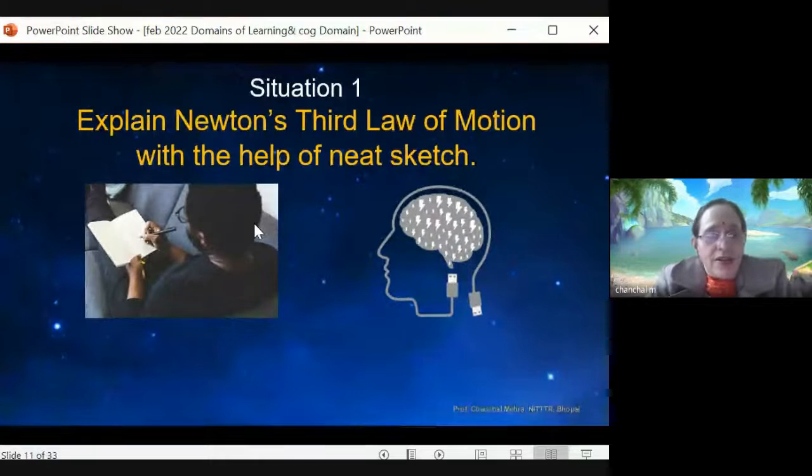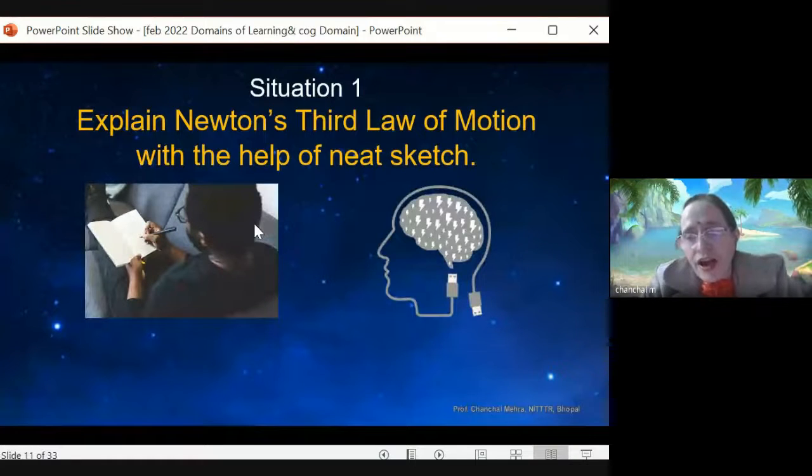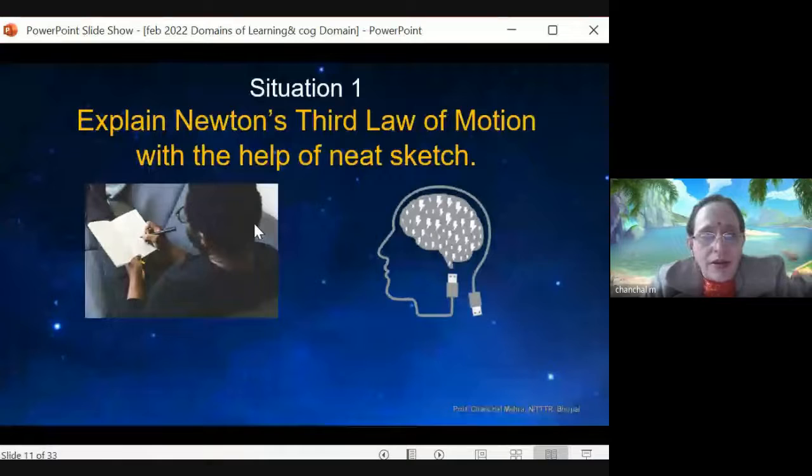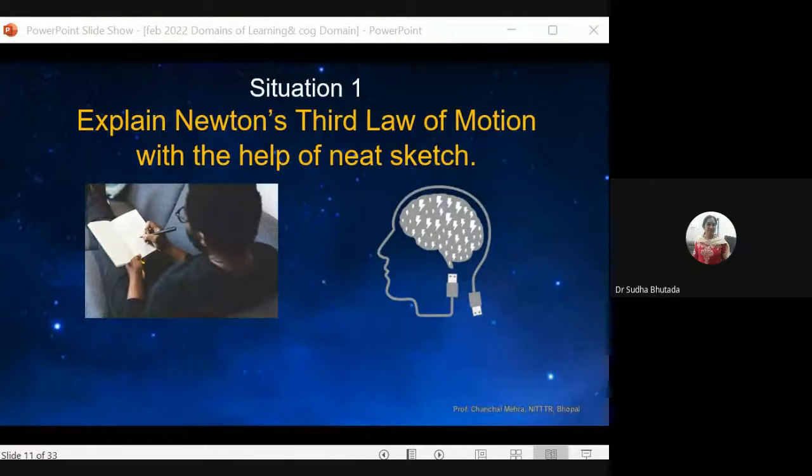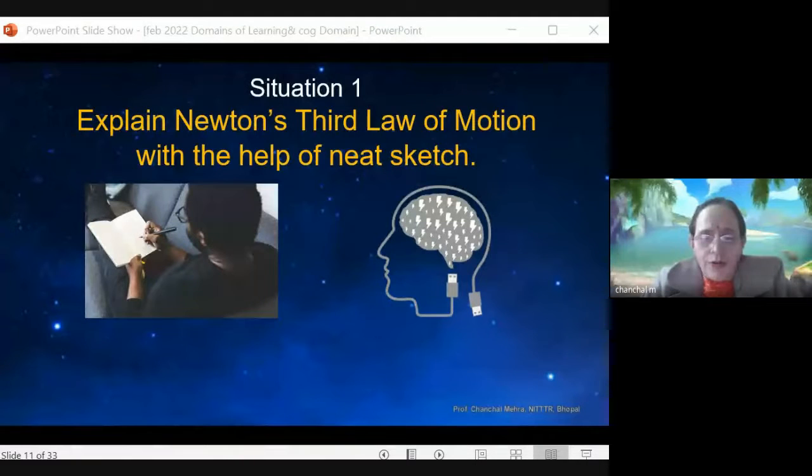The first situation is: explain Newton's third law of motion with the help of a neat sketch. I have taken a simple situation so that it is understandable to all the participants. So can any one of you tell which particular domain this situation falls in? Can any one of you say? Cognitive domain. Okay, very good.